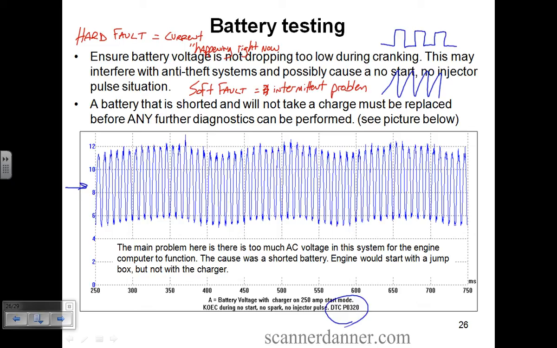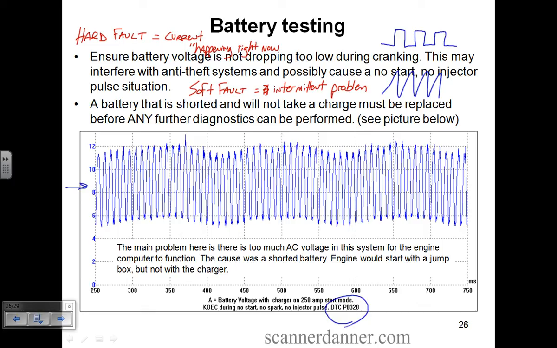This vehicle was a no-crank problem from a dead battery, shorted cell in the battery, and this guy was doing the same thing. He was putting his battery charger on it, cranking the engine over. The car wouldn't start. Calls me up, hey, come look at this thing. Guys, all it was was a battery.